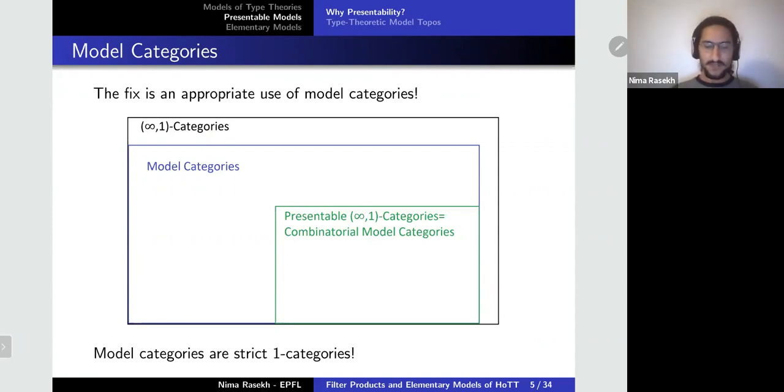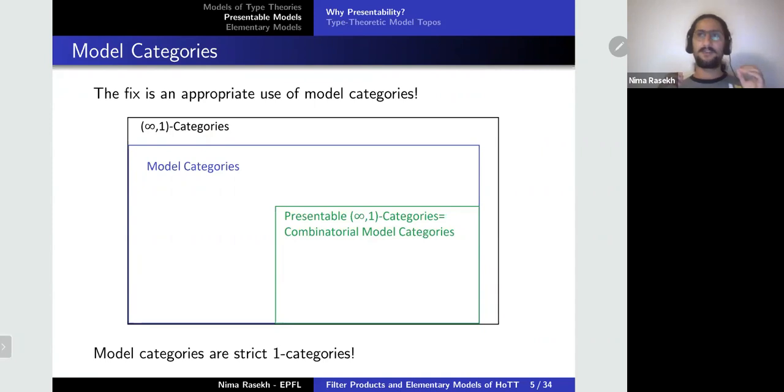So if I do restrict my attention to presentable infinity one categories, then they correspond precisely to combinatorial model categories. So that's where they actually do coincide. So at least for presentable model categories, we're good. We actually cover everything. We can just focus on model categories.